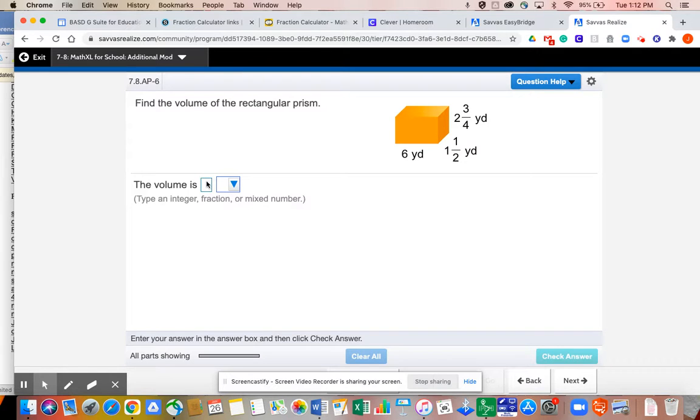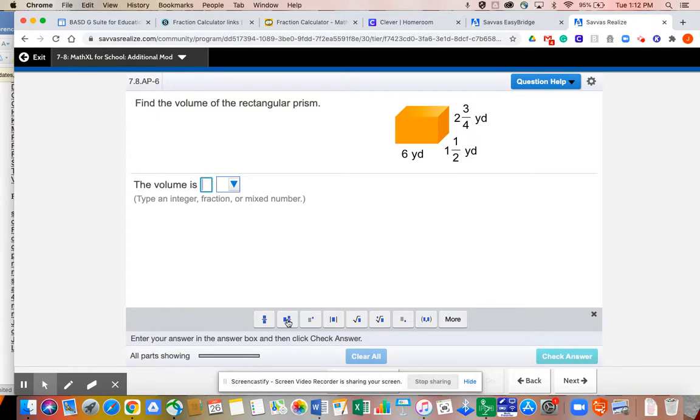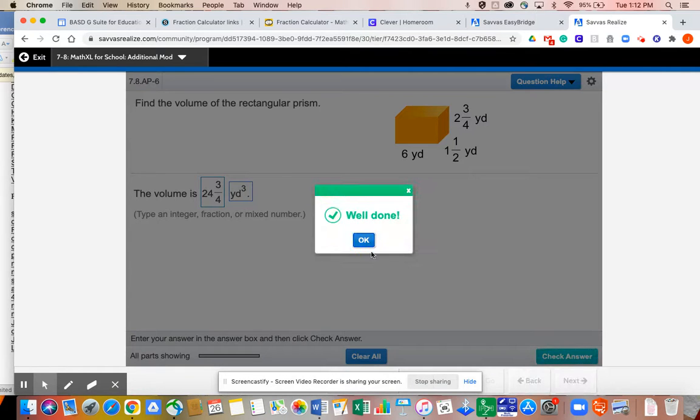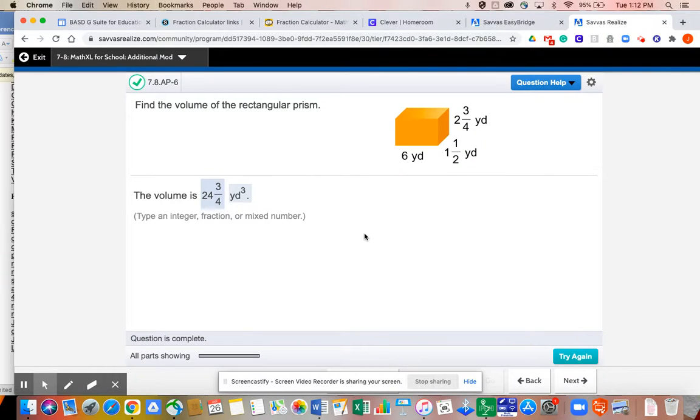Again, I'm going to click in the box, come down to my mixed number box, and it's going to be 24. Click in the numerator box, 3. Click in the denominator box, 4. Yards to the third power. Check. And that is it. So that's the first 3 questions there.